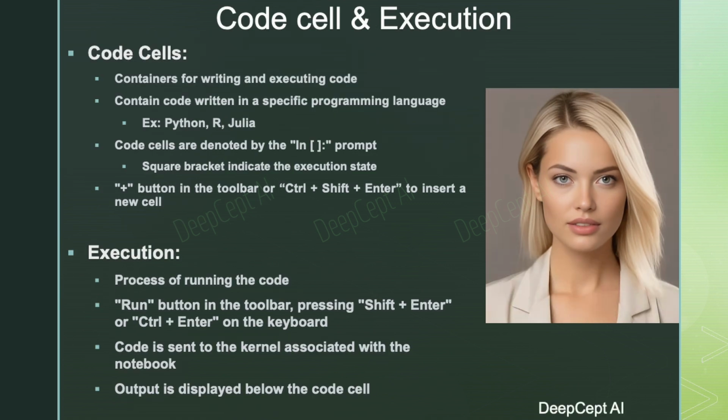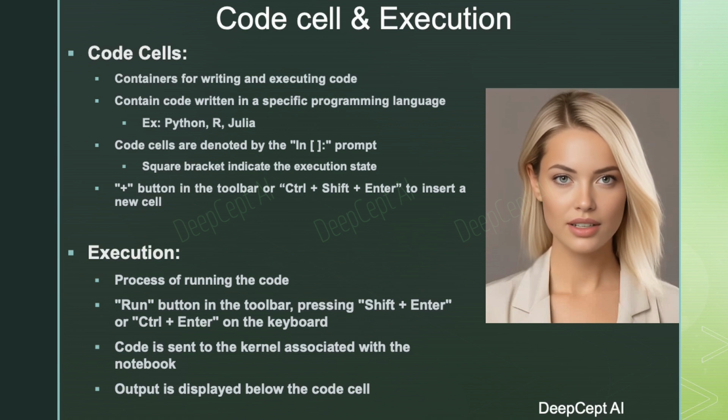Code cells and execution are integral components of Jupyter Notebook, facilitating the seamless execution of code and interaction with computational tasks within the notebook environment. Code cells serve as containers for writing code snippets, and each cell can contain code written in a specific programming language supported by the notebook's kernel. These cells are executed individually, allowing users to execute code iteratively and independently.